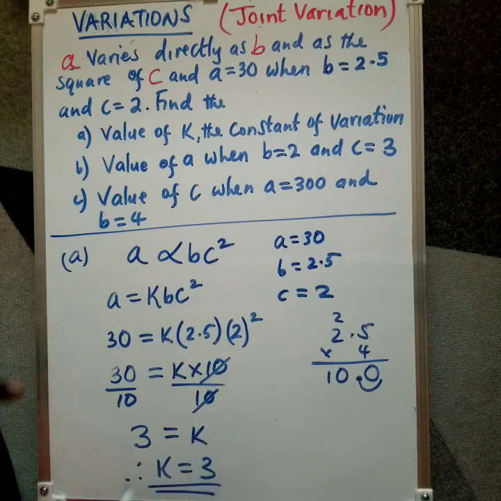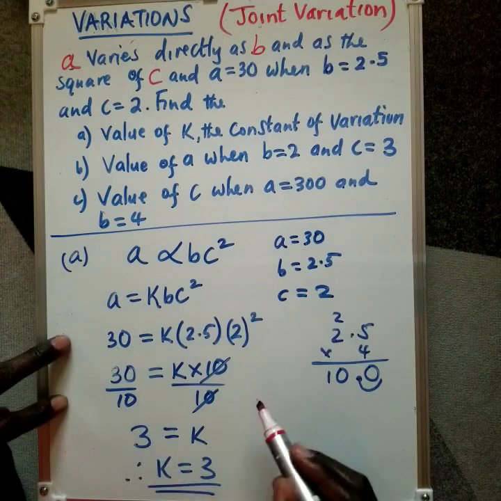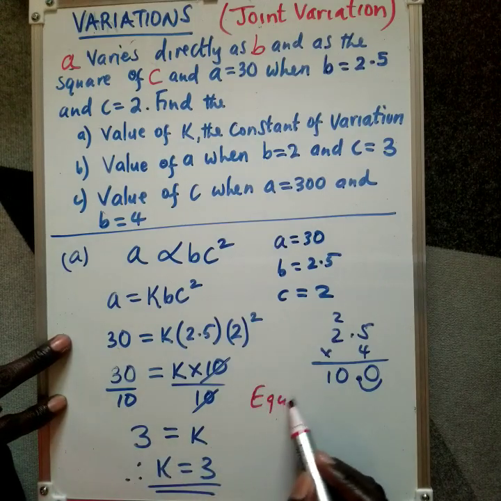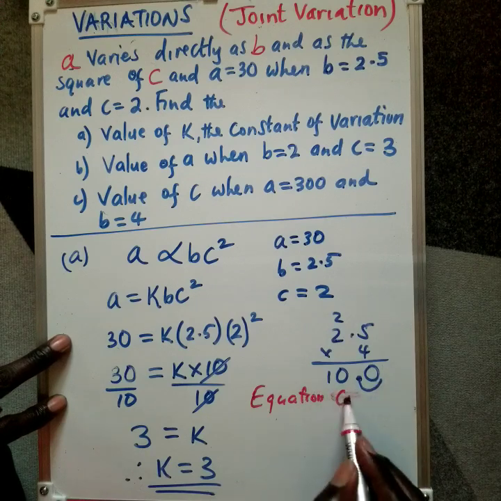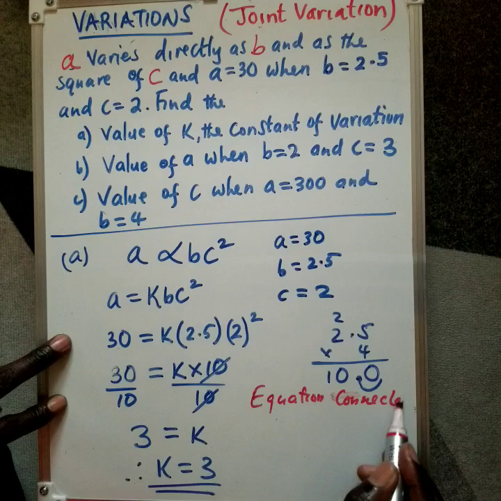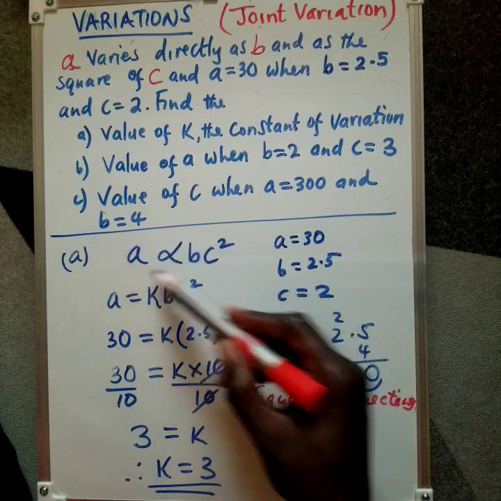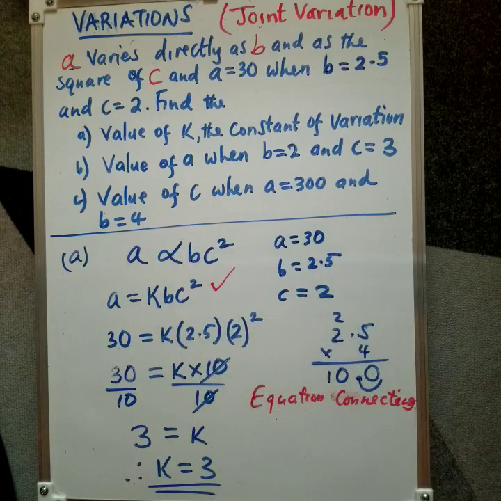Now I want to mention something. The moment you find the constant of variation, in some questions they'll be asking you to find an equation. They'll tell you to find an equation connecting the given variables. So how do you find an equation connecting variables? Well, it's not difficult. You get this expression and you replace back the constant of variation. That gives you the equation connecting your variables.